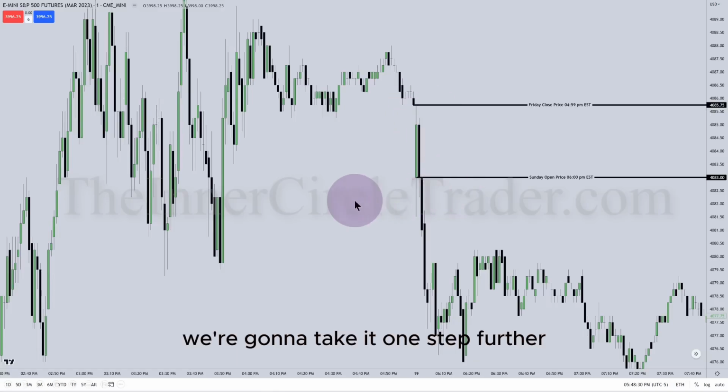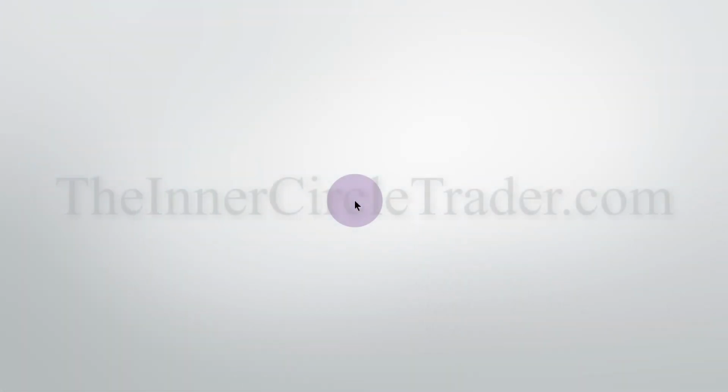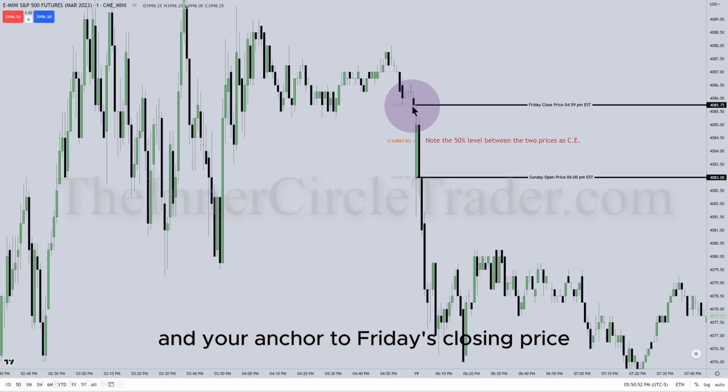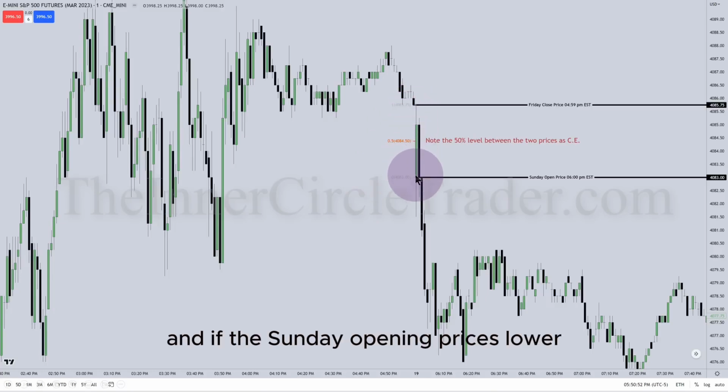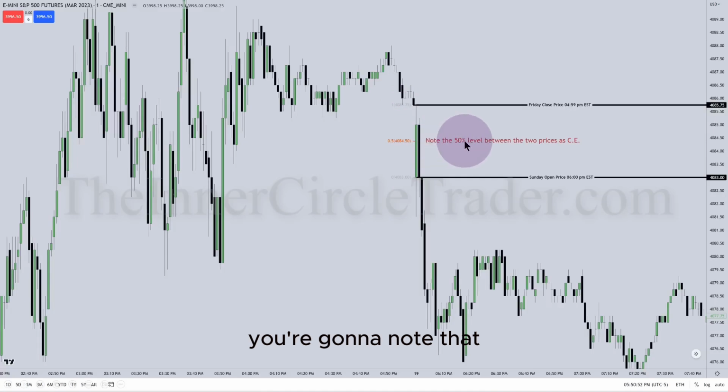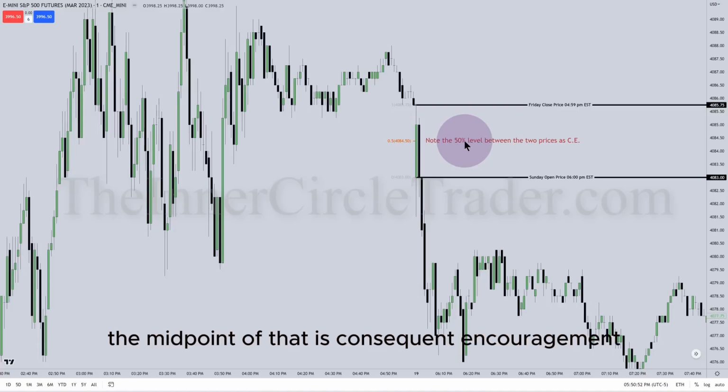We're going to take it one step further. You're going to take your Fibonacci and you're going to anchor it to Friday's closing price. And if the Sunday opening price is lower, you're going to drag the Fibonacci down to it, anchor it there, and then your 50% level, you're going to note that. That's going to be consequent encroachment. Because this is an inefficiency or gap, the midpoint of that is consequent encroachment. If it were an order block, it would be mean threshold.